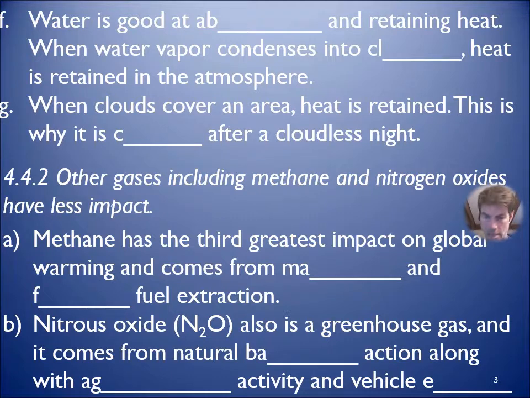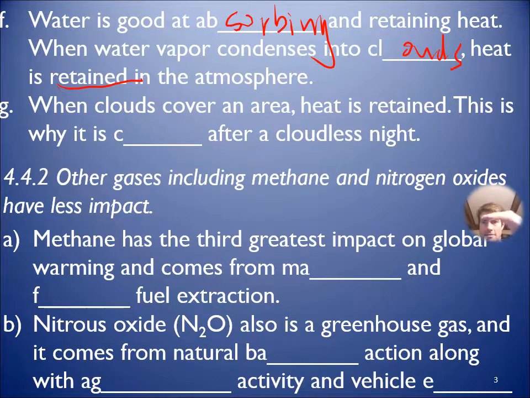So water is very good at absorbing and retaining heat. When it condenses into clouds, this heat is retained, so it kind of acts as a block, like a blanket. The heat tries to rise, it hits the clouds and stays down. And that's why it's warmer after a cloudy night. If you have that coverage, you wake up and it's a lot warmer.